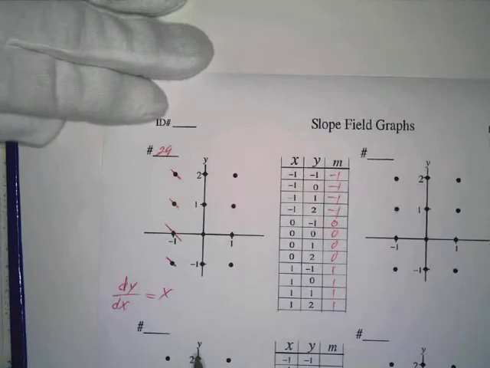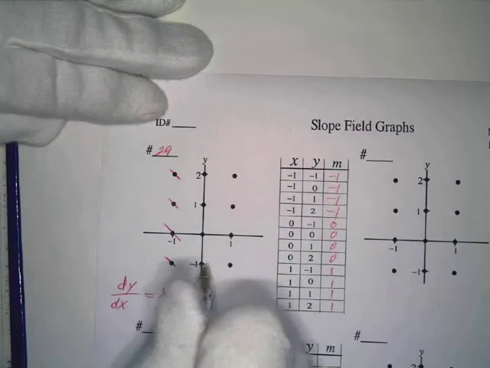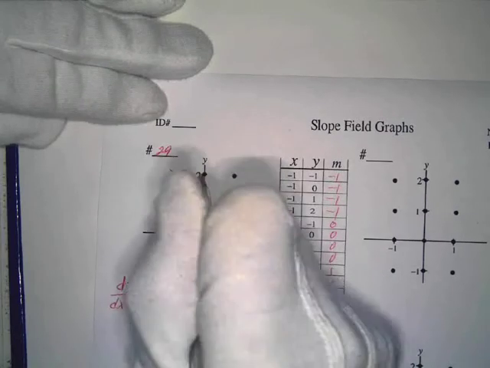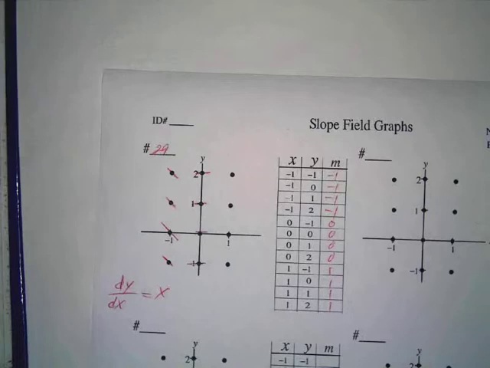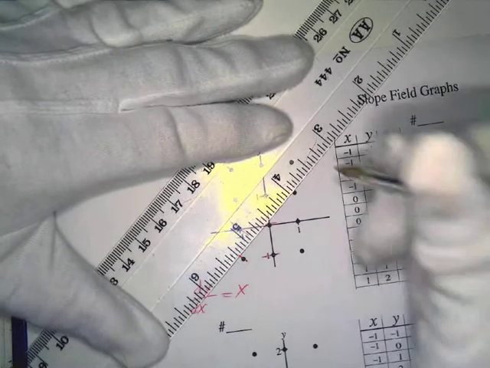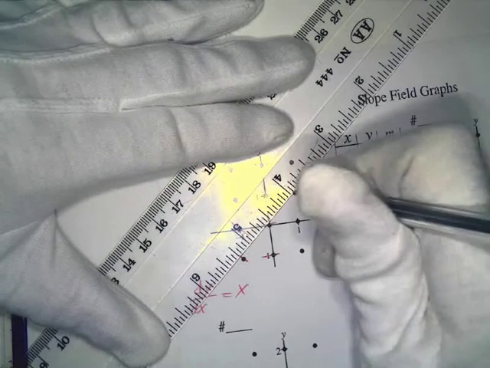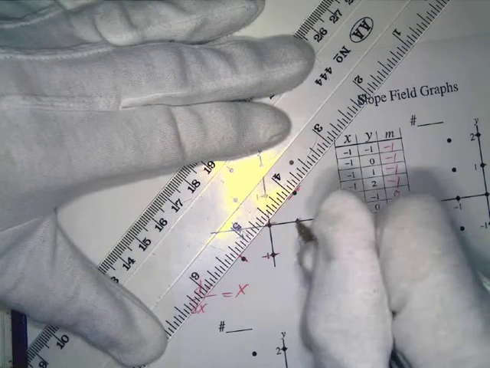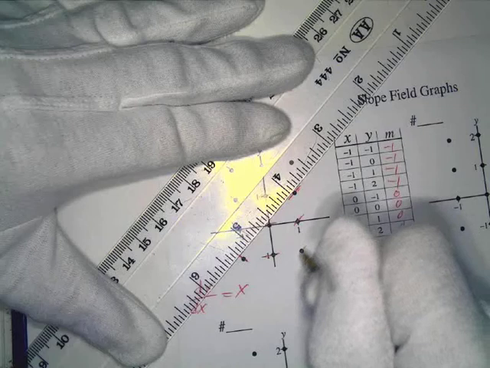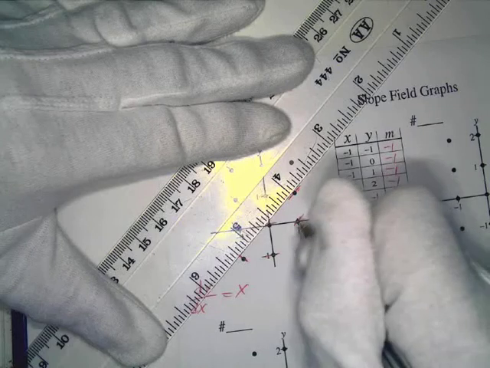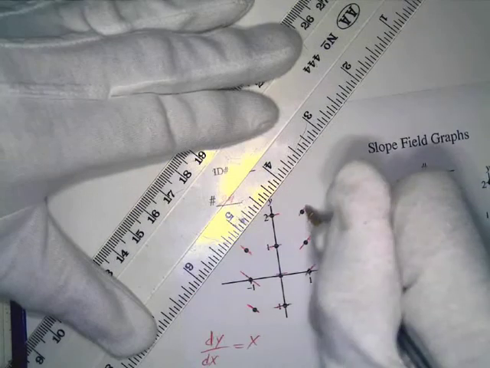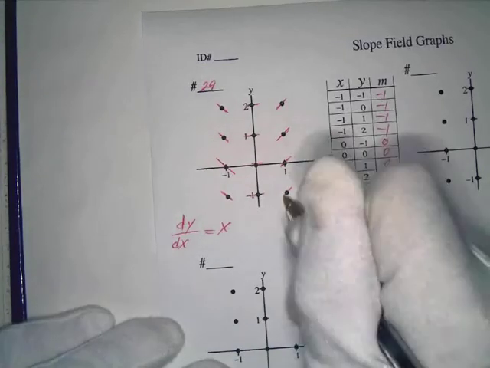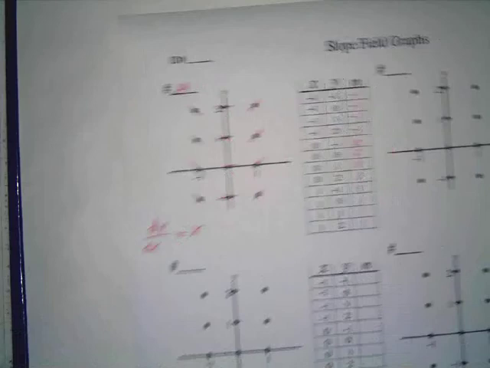And then when x is 0, they're all going to be 0, so that'll be easy. And when x is 1, they're all going to be 1. So I'll start with 1 here like this. So I get a nice 1. Try to make them all parallel. And that would be pretty acceptable. Okay.